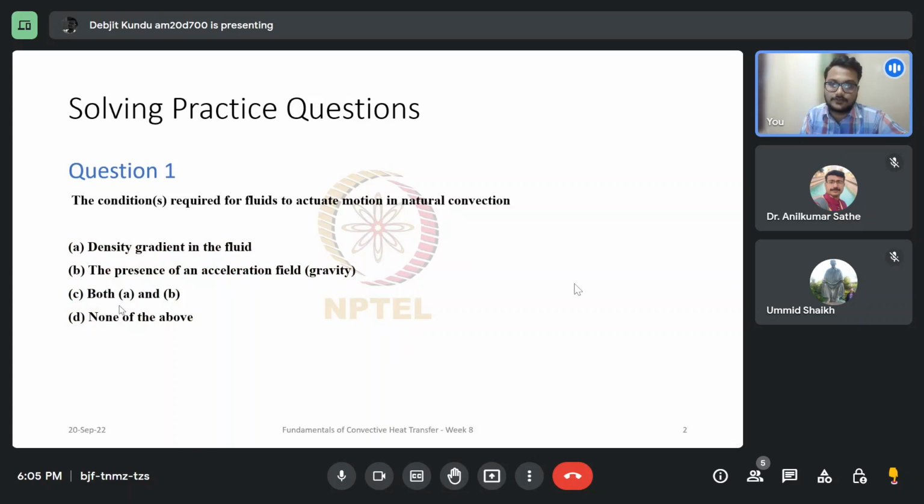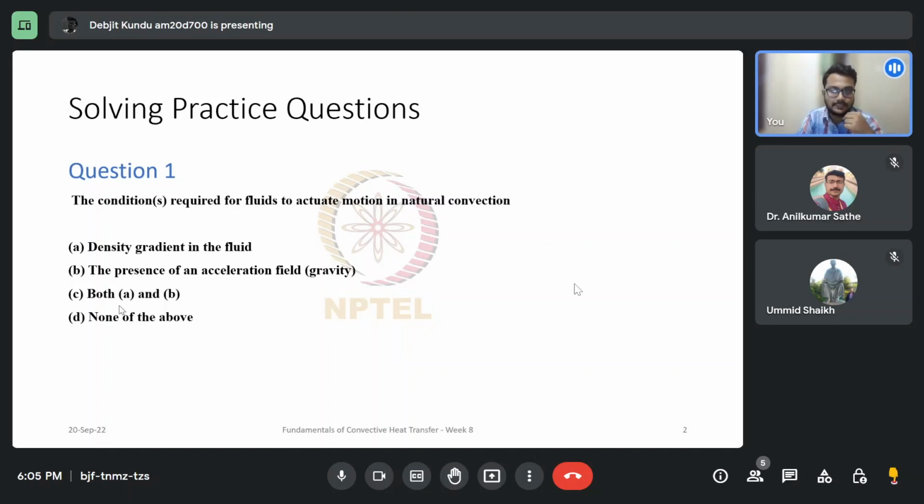So we have our first question. The conditions required for fluids to actuate motion in natural convection are... So there are some reasons which really actuate the fluid motion in natural convection where there is no external actuation to the flow. So what are those reasons or conditions required for that? Or rather the causes which affect the natural convection?